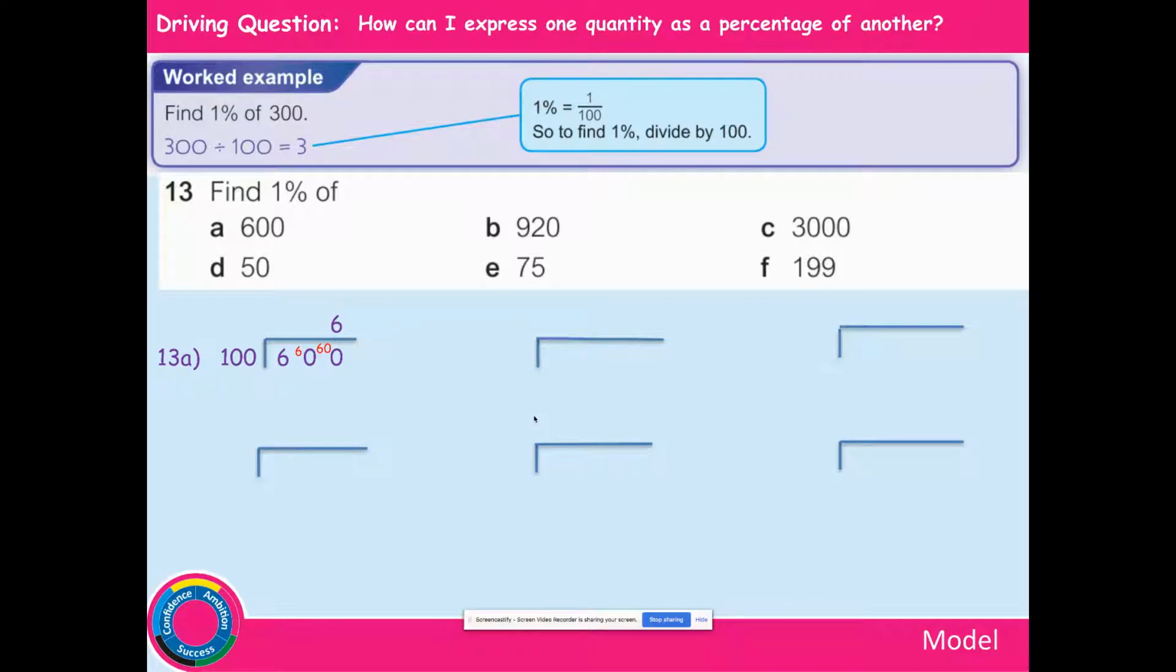You may well be able to do some of these without doing the bus stop. I'm just showing what it is like, okay? So 920 divided by 100. 100 into 9 doesn't go. 100 into 92 doesn't go. 100 into 920 goes 9 times, but there's 20 left over. So we need a decimal. There's our 20 left over. We need to put a 0 to give it value, because that was a remainder. So that 20 remainder now becomes 200. So 100 into 200 is 2 times. So 1% of 920 is 9.2.